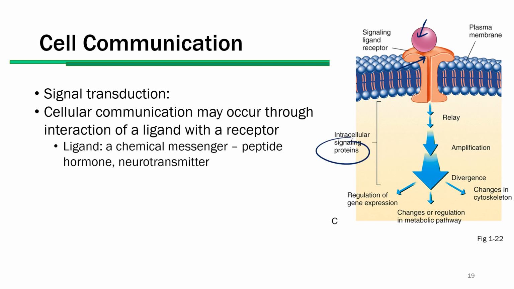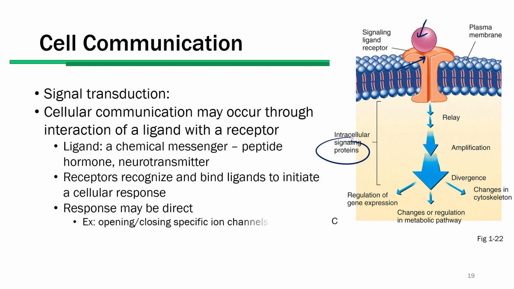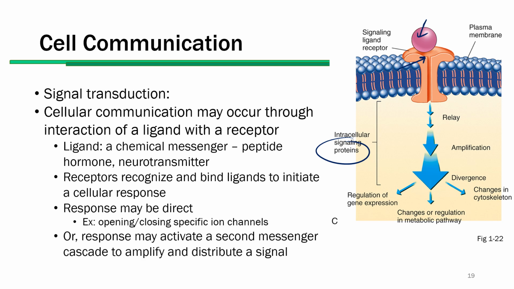A ligand is a chemical messenger, might be a peptide hormone, might be a neurotransmitter. It's going to bind with a receptor. So the receptors recognize and bind the ligands to initiate that cellular response. The response may be direct, like opening and closing a specific ion channel, or it may activate a second messenger system, and that will cause a cascade that's going to amplify that signal. So here we have that relay and amplification.